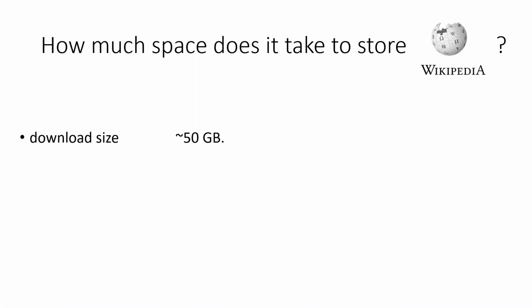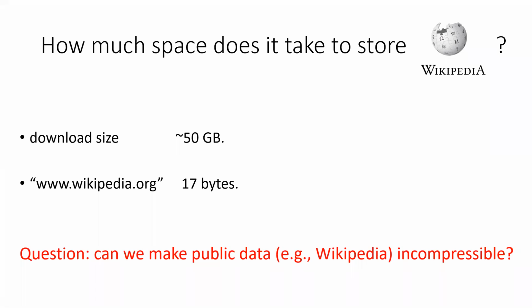But there's a different way of storing Wikipedia, which is just to store the link, www.wikipedia.org. That only takes 17 bytes. And as long as you have a good enough connection to the internet, it's just as good as storing the Wikipedia data. You can access it whenever you need. The point I'm trying to make is that when it comes to public data like Wikipedia, even though the data could be huge, because it's public, you can essentially store it for free just by storing the link. And the question for this talk is, can we take some public data like Wikipedia and make it incompressible?